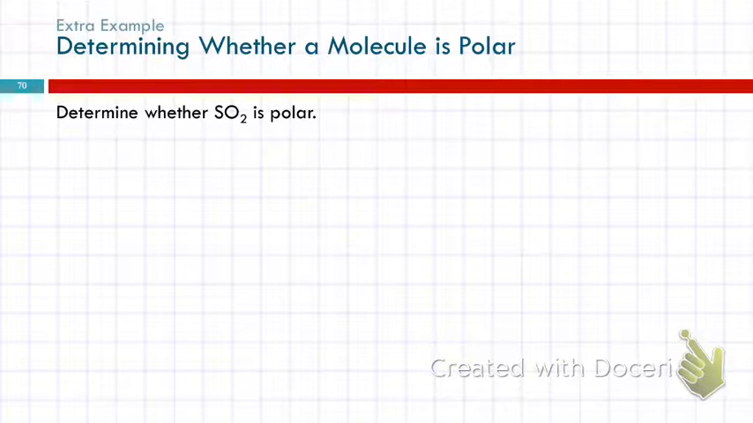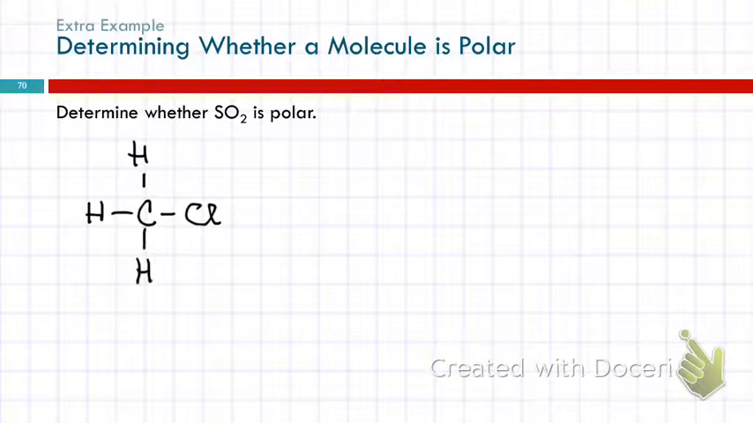Just want to do one more example. I should have done this on the previous one. What if we have something like this? I'll just draw the Lewis structure to speed things up. Polar or nonpolar?